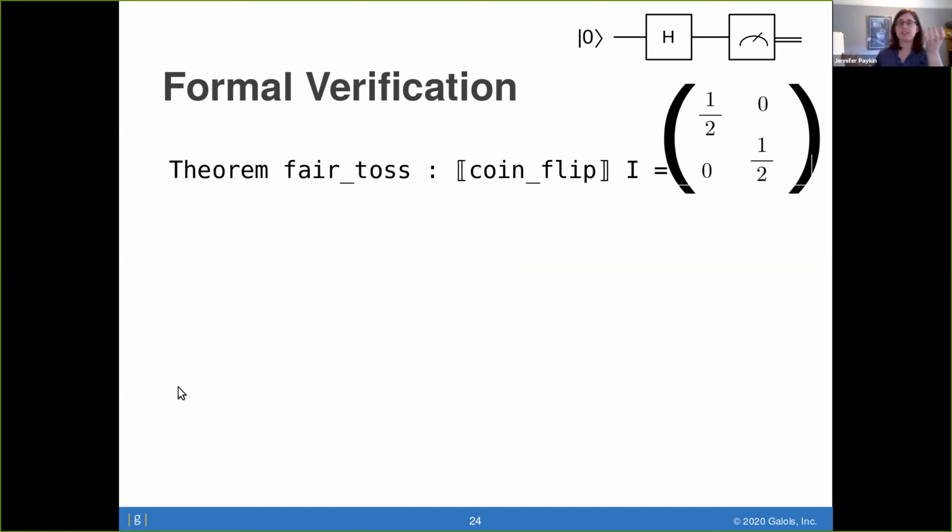So here's a theorem that we have about the single flip circuit, the coin flip circuit, right? This is the circuit on the top right, and it's just flipping a quantum coin. What this theorem says is that the output of that coin flip should be the density matrix, the probability distribution of either the state 0 or 1 with equal probability, 1/2. And those are the two corners of the matrix.